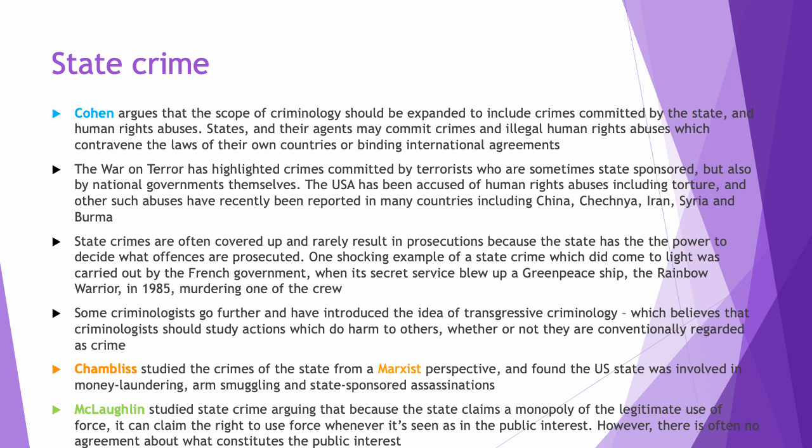The USA has been accused of human rights abuses, including torture, and other abuses have been recently reported in many countries, including China, Iran, Syria, and Burma. State crimes are often covered up and rarely result in prosecutions because the state has the power to decide what offences are prosecuted. One shocking example of a state crime, which did come to light, was carried out by the French government when its secret service blew up a Greenpeace ship, the Rainbow Warrior, in 1985, murdering one of the crew.